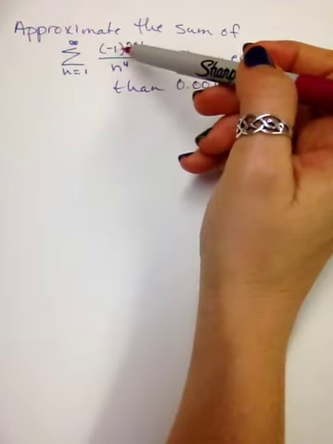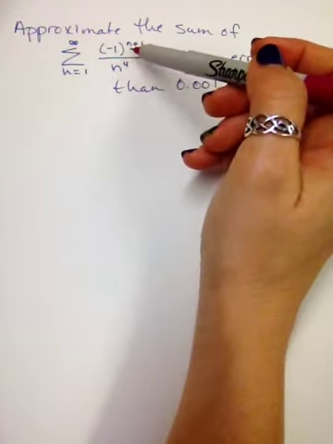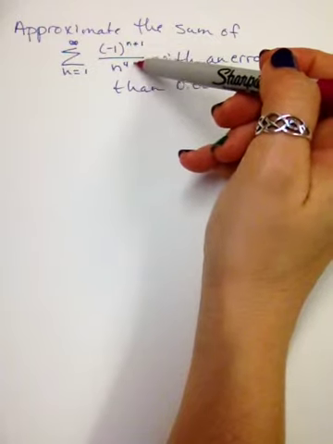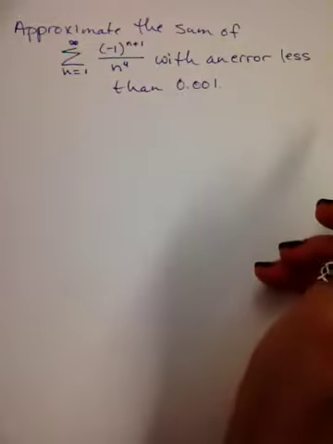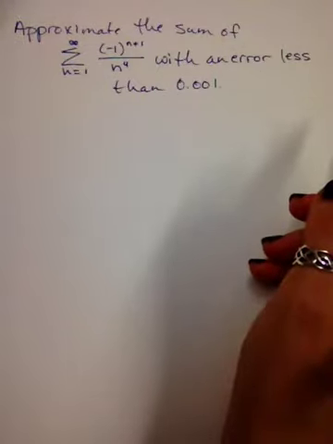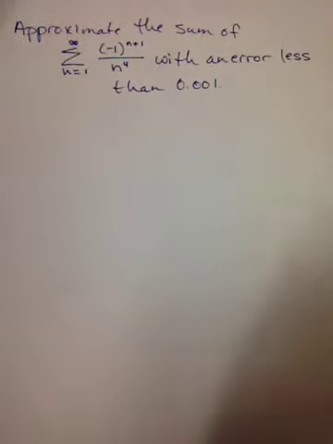If I look at the limit as n approaches infinity of the non-alternating part, 1 over n to the fourth, that definitely goes to 0. It's a decreasing sequence. So I know that this actually converges by the alternating series test, which means I can use the alternating series remainder theorem to do this.